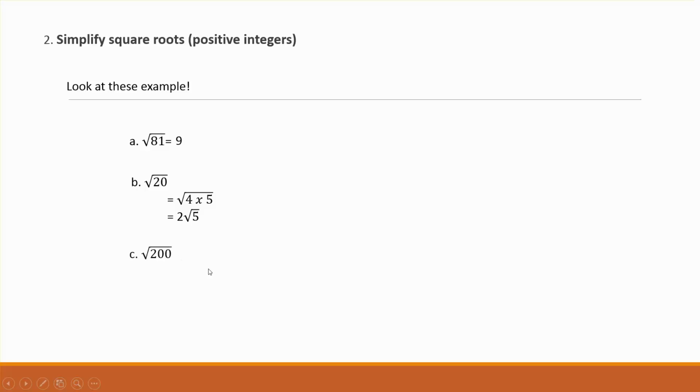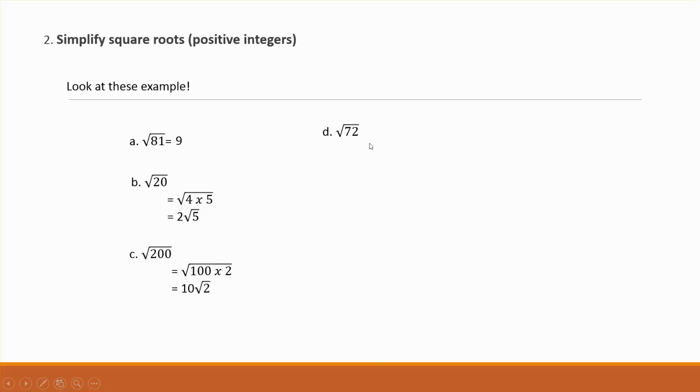The next example, square root of 200. Yes, we can change 200 become 100 times 2. And the square root of 100 is equal 10, while square root of 2 is equal square root of 2 because it is not perfect square root. So the result 10 square root of 2. The last example, square root of 72.